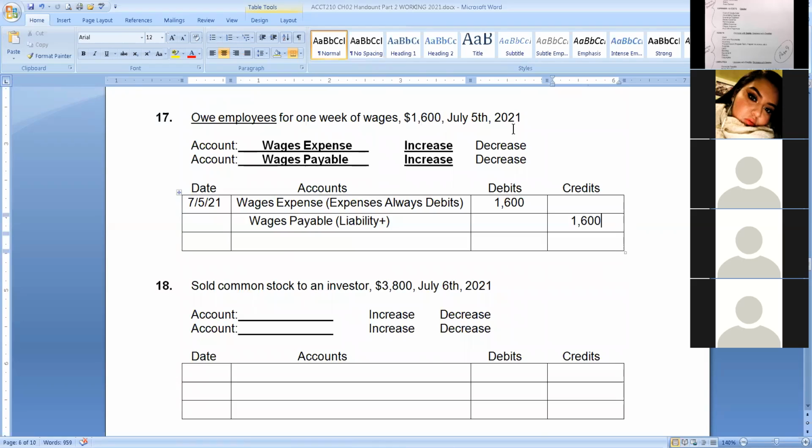Okay, so all employees for wages, so these are wage expense. Expenses are the debits. And wages payable, we owe them wages. And until we pay them, that's going to increase our liabilities.